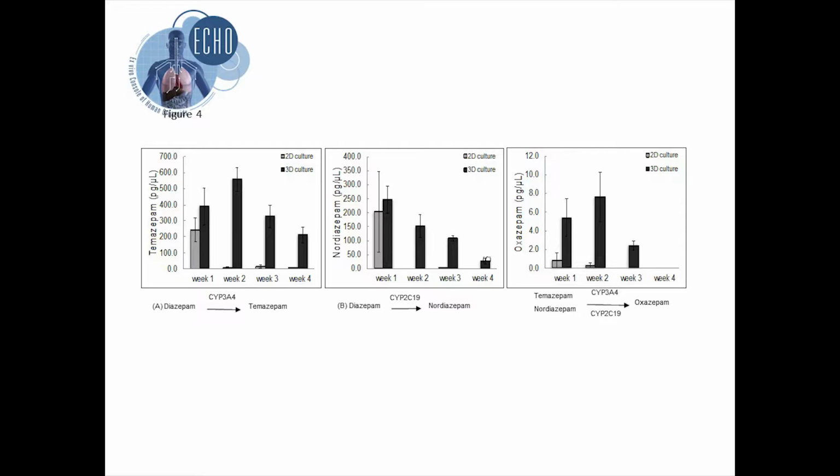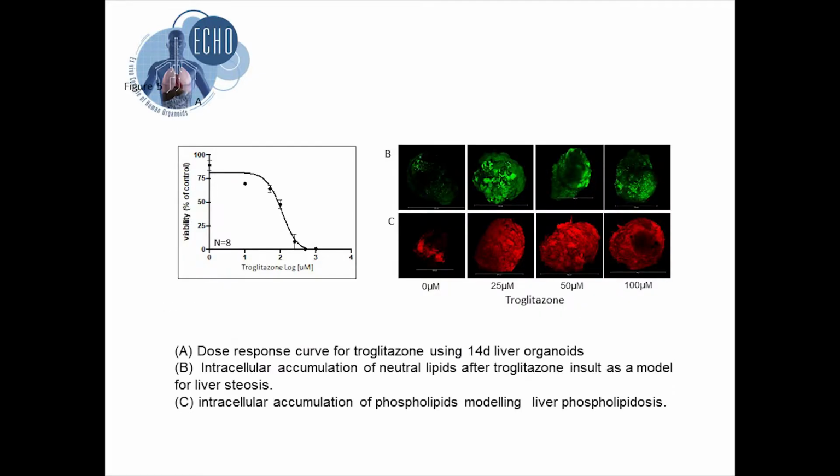We have been looking at these organoids to see if we can produce disease states. One drug that we looked at was a withdrawn drug that people have been talking about, troglitazone. We can get a great dose-response curve with troglitazone, with the EC50 a little less than 100 micromolar. When we treat the organoids and then stain them, you can see an accumulation of neutral lipids. That's the green stain at the top, which is acting as a model for steatosis. And you can see in the red the intracellular accumulation of phospholipids, which models phospholipidosis.